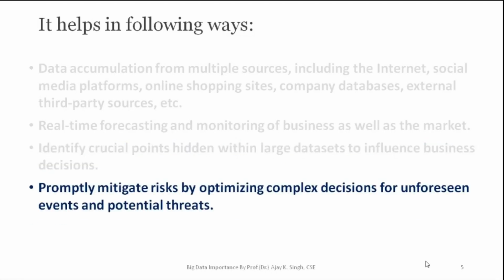Next, promptly mitigate risk by optimizing complex decisions. What is the meaning of this? We are going to mitigate the risk, minimize the risk, by optimizing the complex decision. Suppose the decision is very complex, but big data is going to give you fruitful results. Say nowadays you bought a plot and now you want to construct your house. You never know whether you are supposed to put the kitchen here, or put the drawing room over here.